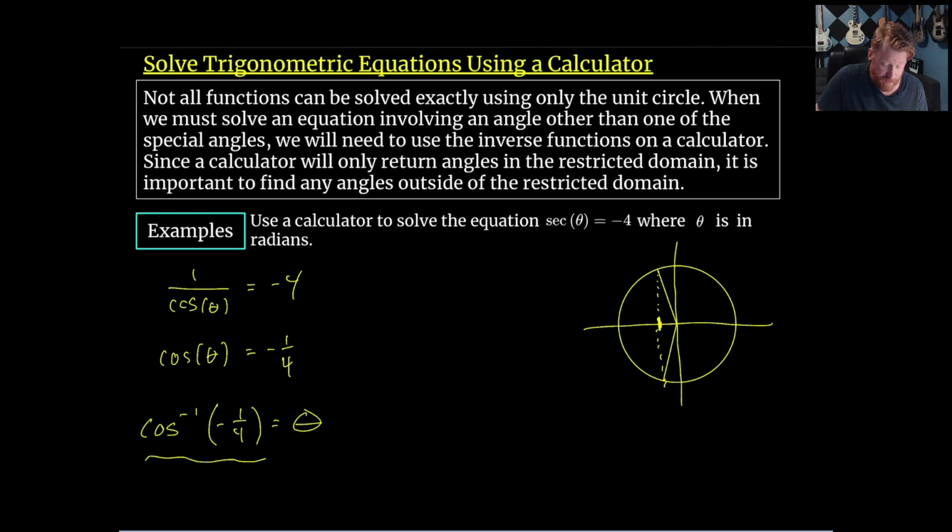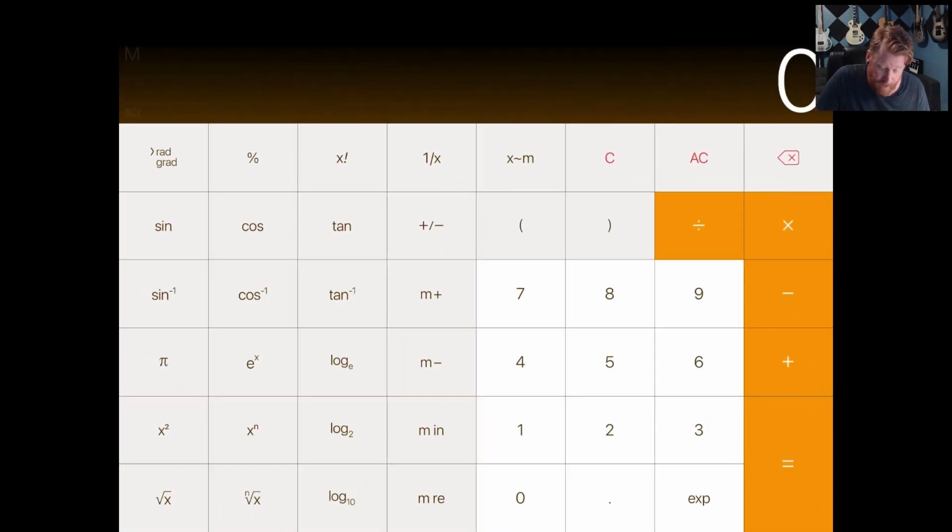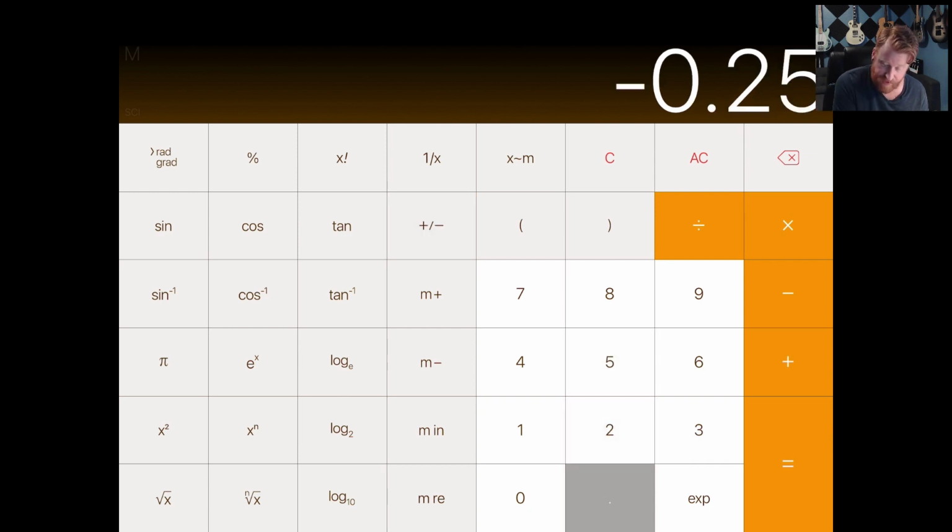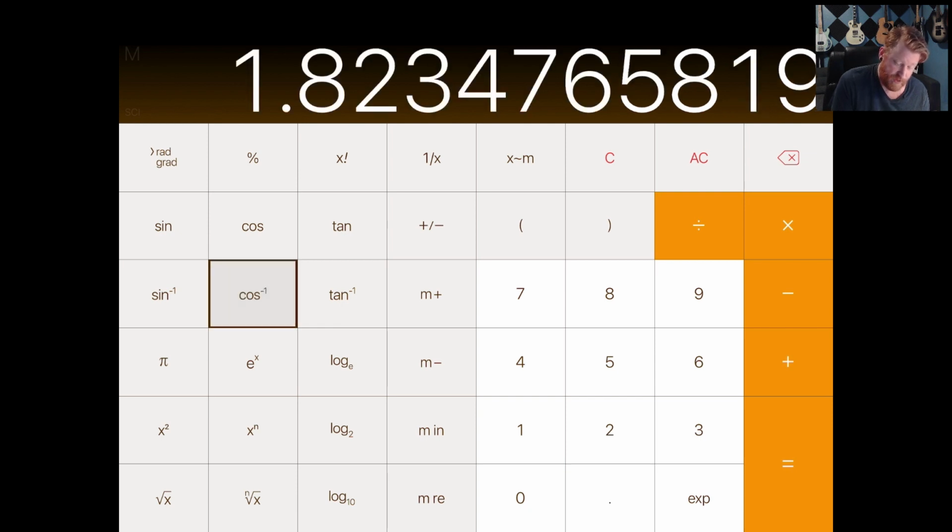So let's switch over to the calculator here. And we are looking for the cosine inverse of -1/4. So let me put in 0.25 negative. So that is -1/4, just in decimal form, and I'm going to look at the cosine inverse, so I'm just pressing the cosine inverse button, and that gives me about 1.8235, rounding to this decimal place here.